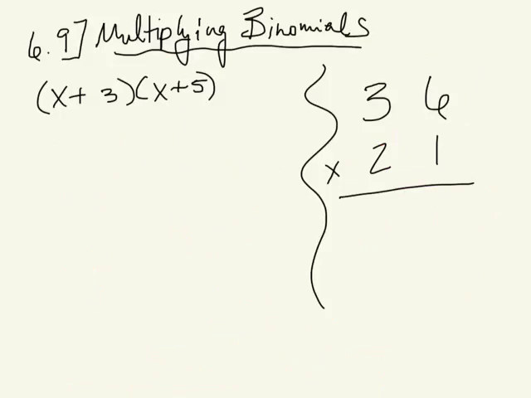6.9, multiplying binomials. Hey, really important lesson. If you know how to do this multiplication right here, 36 times 21, you remember when you multiply, you actually multiply 1 times 6. You probably never thought about this. You multiply 1 times 3, which is 3. And it's actually multiplying 1 times 3 tens, so that's why it's in this tens column.